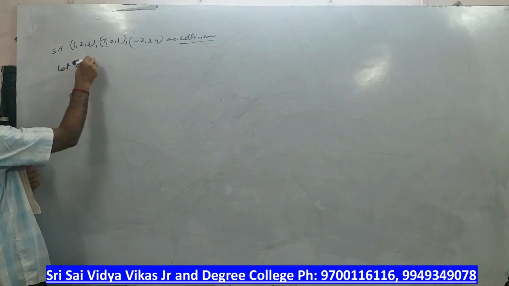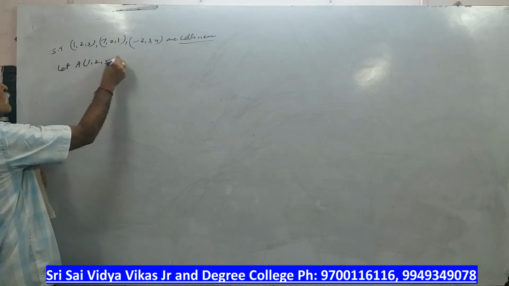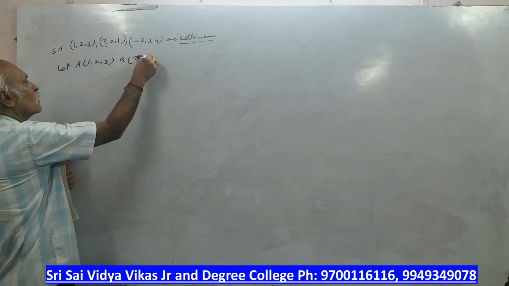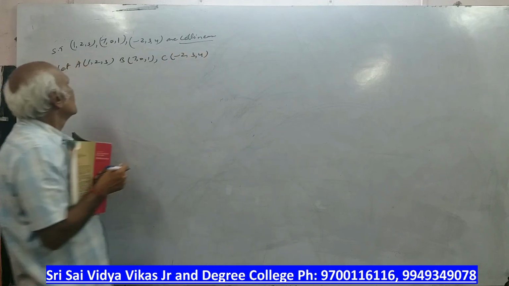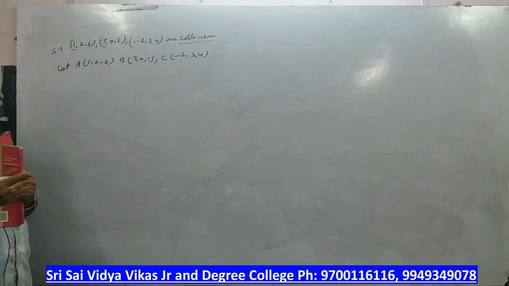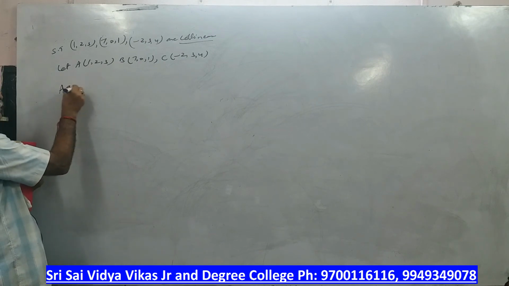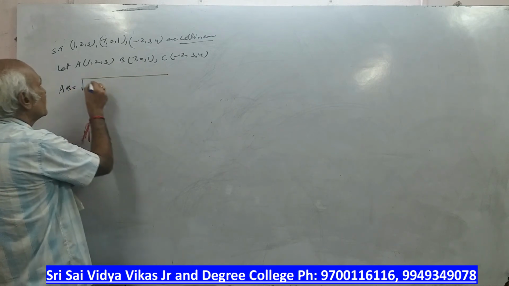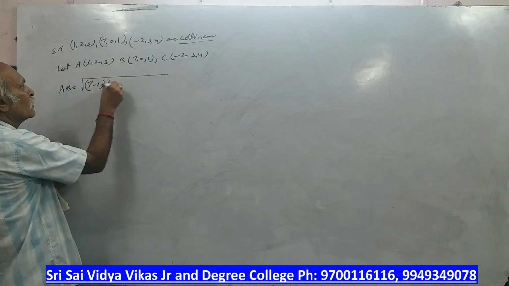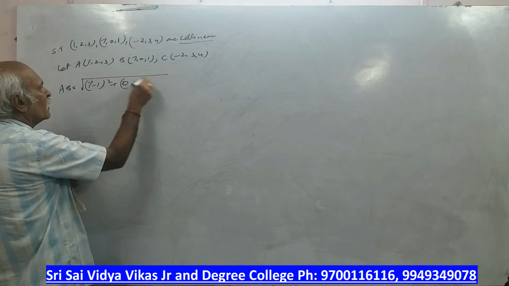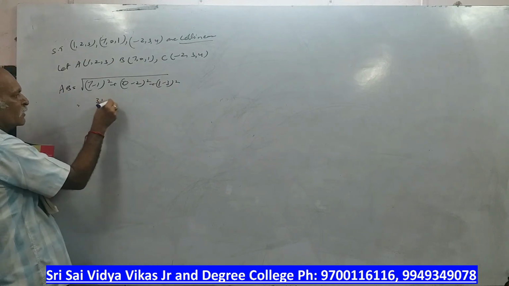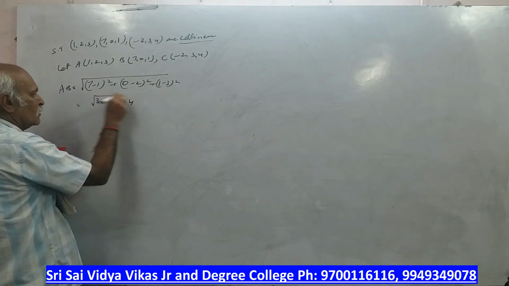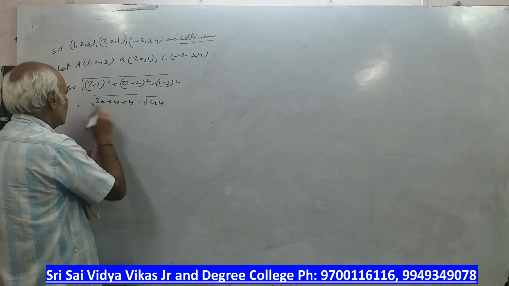Let A be (1, 2, 3) and B be this. Find AB. Observe here: (7 minus 1) whole squared plus (0 minus 2) whole squared plus (1 minus 3) whole squared. So that is 36 plus 4 plus 4. How much do we get? Root 44.